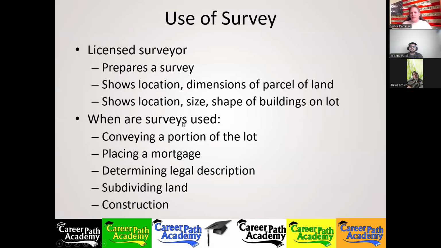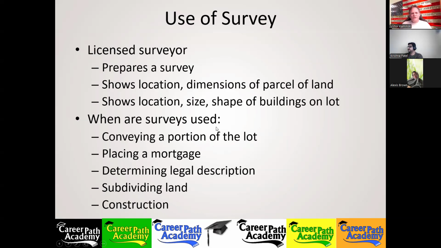All right, so a licensed surveyor prepares a survey. They show the location and dimensions of a parcel of land. They show the location, size, shape, and the buildings that may be on it. When I showed you my survey, it showed where the shed was, where the buildings were, where the driveways and paved areas were, where a fence was.